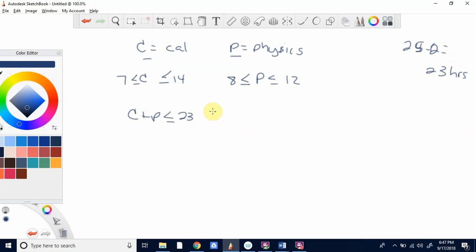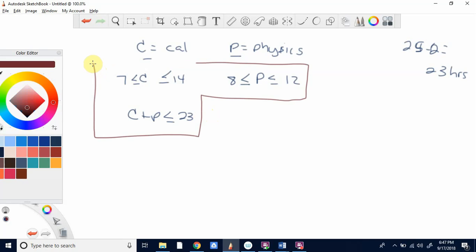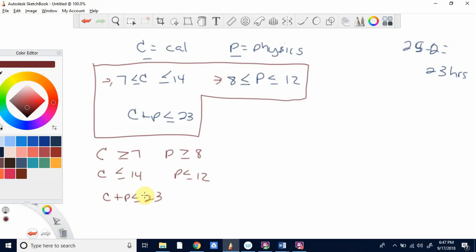Now, what else do we know? If you notice, do we just have 3 equations? No, we have 5, because remember, these are compound inequalities, which can be broken down to C is greater than or equal to 7, and C is less than or equal to 14, and P is greater than or equal to 8, and P is less than or equal to 12, and then we have C plus P is less than or equal to 23.